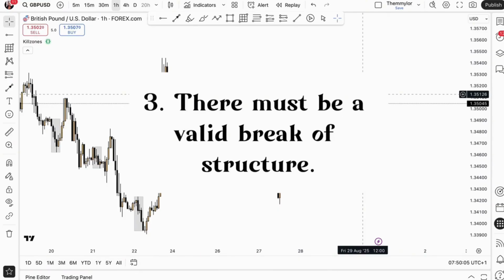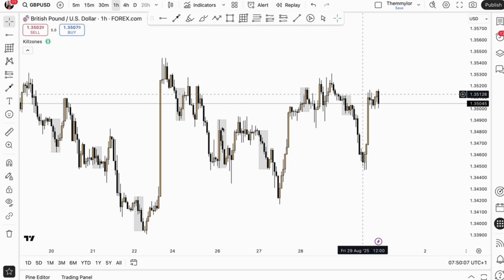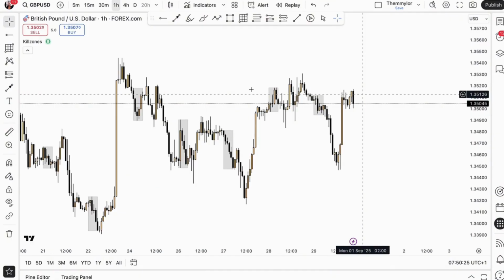So with these three, I classify them as an A setup, whereas if probably we are not trading from a strong supply zone and the other two criteria are met, then I can classify that as a B setup. Let's dive right into it.